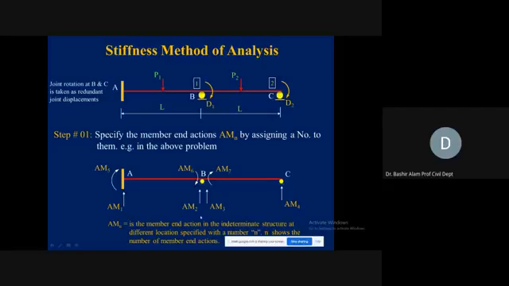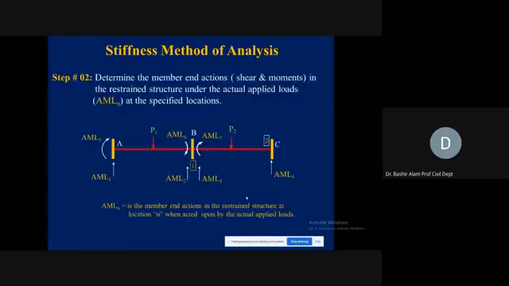So AMN is the member end action in the kinematically indeterminate structure at different locations. N is the numbering 1, 2, 3, and so on. Corresponding to this, we now need to pick the AML values. If you remember, AM was equal to AML plus AMR times AR.